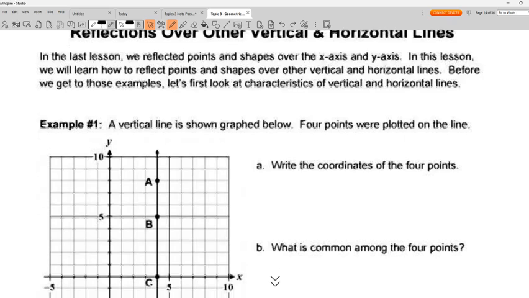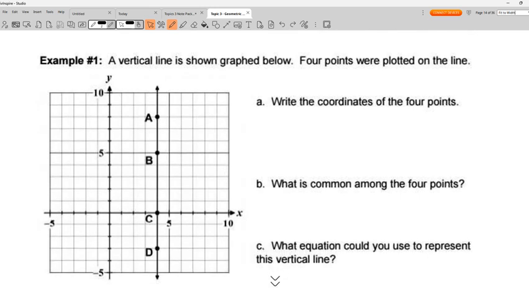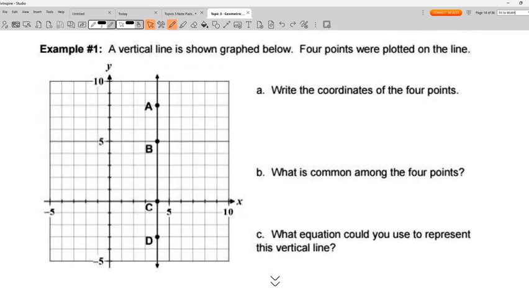In our first example, a vertical line is shown graphed below. 4 points were plotted on the line. What we're going to do is write the coordinates of the 4 points. So we're going to start with point A. Point A is located right here. And if I go from the origin and count over to the right, I have to go 4 units to the right. And then I have to count up 8 units, meaning that point A is at 4, 8.